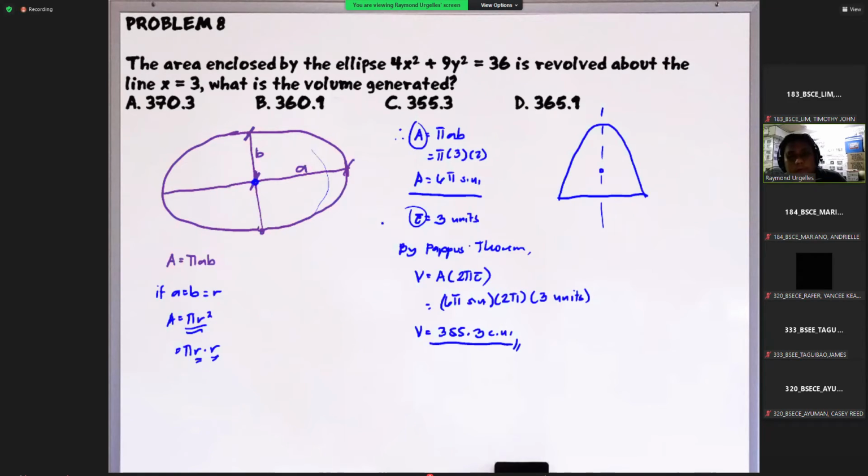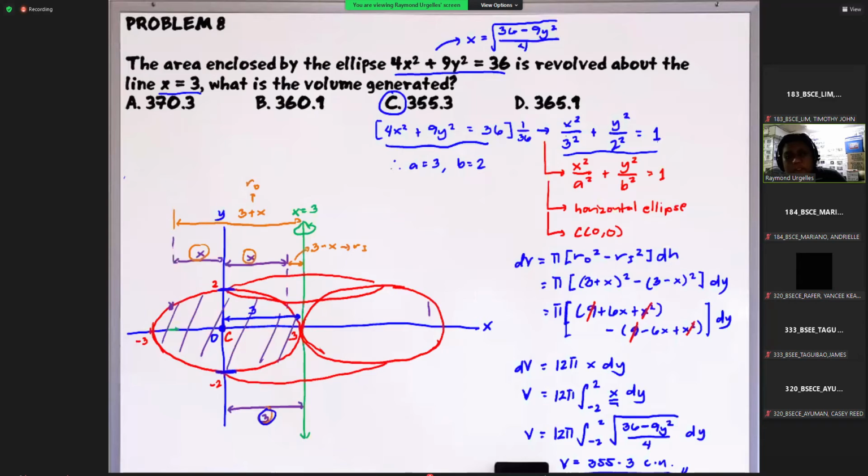So yun, syempre, hindi lang naman sa volume of revolution yung magagamit yan. Kasi minsan, tinatanong din mismo yung area. Minsan, tinatanong mismo yung centroid. Kaya kung memoryado nyo yung direct formula, no need for integration. So yun yung pinaka-advantage nun. Okay, so let's proceed to the next topic.